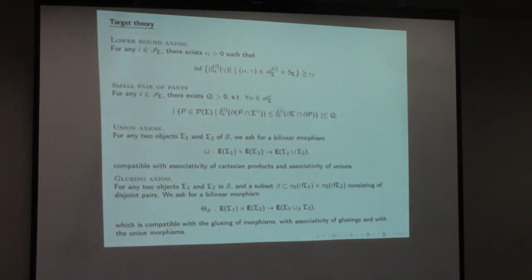And then there is something called a lower bound axiom that has to do with there not being too many small pairs of pants. The lower bound axiom means that the length functions have a universal lower bound when you look at some I and look over all seminorms and all curves. There has to be a uniform boundedness, and that's the analog of the systole in general. And then there is the small pairs of pants axiom: there cannot be too many small pairs of pants. And then you have to have these gluing and union axioms.